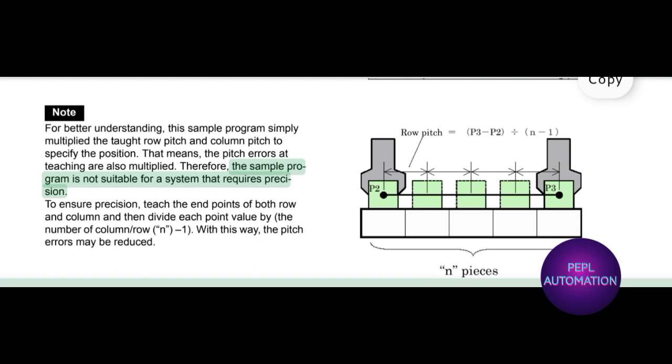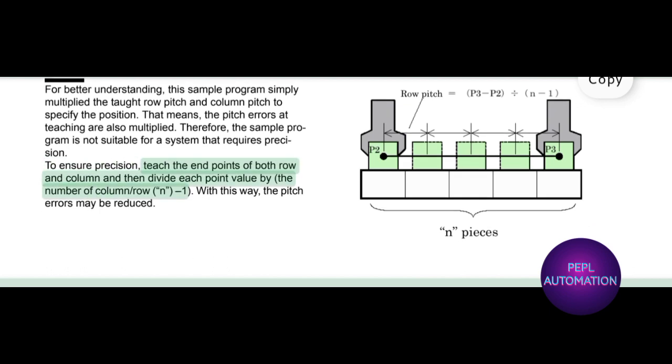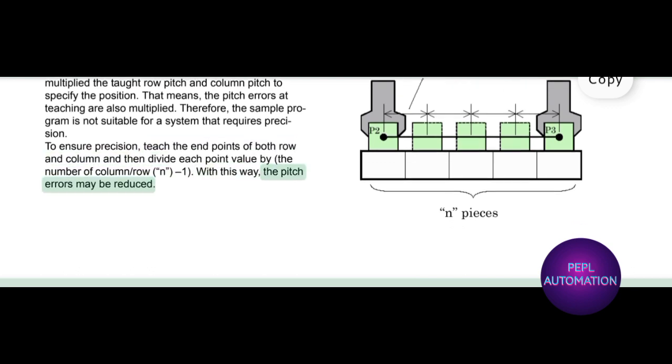Therefore, the sample program is not suitable for a system that requires precision. To ensure precision, teach the endpoints of both row and column and then divide each point value by the number of column, row, n, minus 1. With this way, the pitch errors may be reduced.